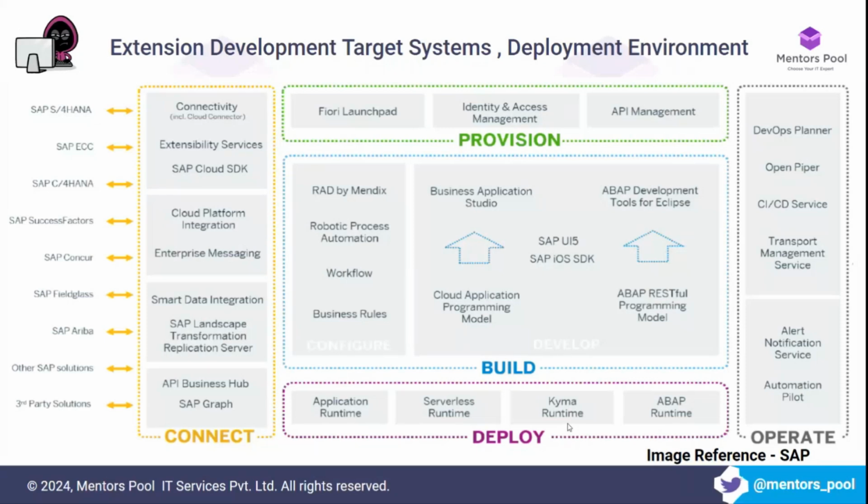If you look at the whole glossary, you could have a third-party solution, you could have other SAP solutions, you could have solutions like Ariba, Fieldglass, Concur, SuccessFactors, or you could have the SAP S/4HANA or ECC systems. You could have the cloud or the on-premise system. Now, on the basis of the extension target system, you could track the development environment where this should go, right?